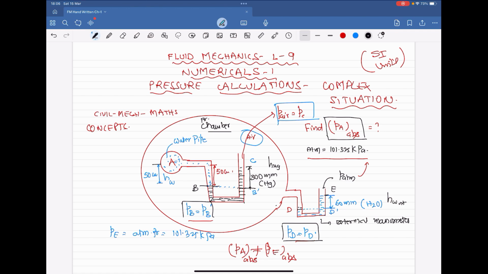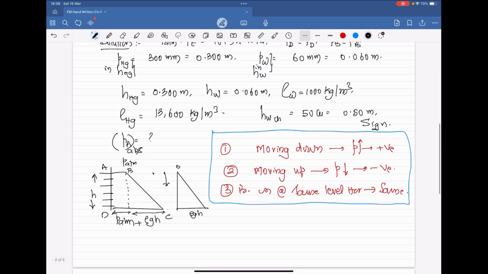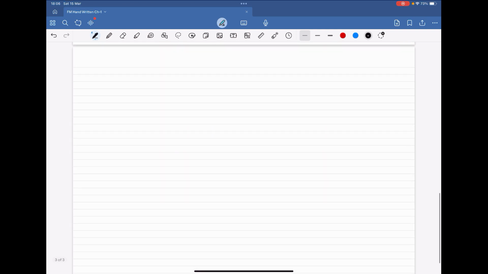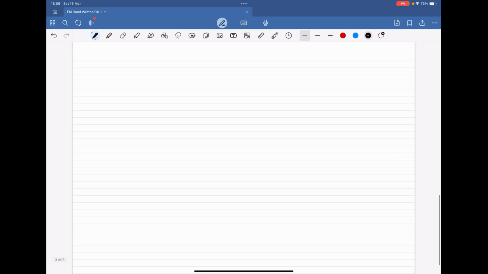Now, we will start solving the problem with these three basic principles and the sign conventions I have explained to you. When you are moving down, put a plus. When you are moving up, put a minus to your pressure.